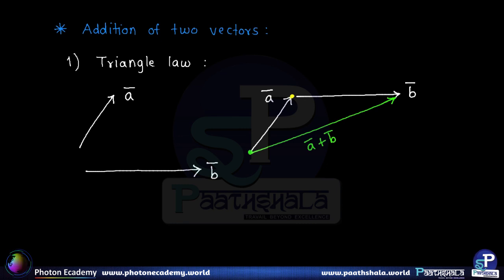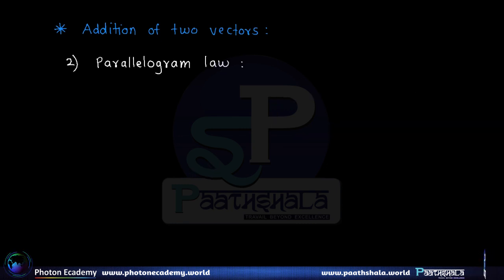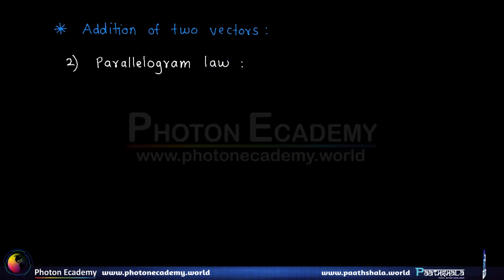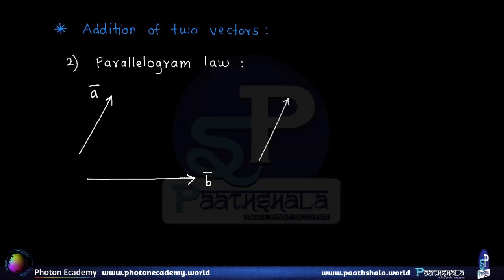Now the same can be achieved from a slightly different perspective, which is called the parallelogram law. It's not fundamentally different, it's just another way of looking at it. So let's take the same example again. Suppose we have a bar and b bar as two vectors to be added. Instead of completing a triangle, now we complete a parallelogram by combining the starting points of both the vectors. That means we join the two vectors such that their starting points, their initial points, are the same.